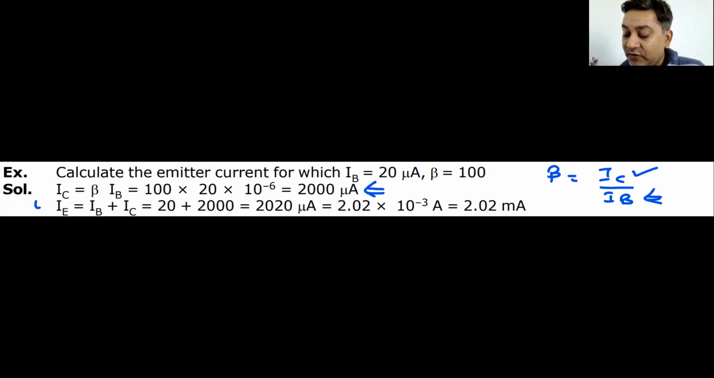Then I put the simple formula IE. Emitter current is base current plus collector current. 20 plus 2000. Answer is 2020 microamperes. Do we have any doubt left in your head? Yes, sir. Doubt left? What doubt left? Nothing, sir. Can we move on to the next question, sir? Yes, sir.